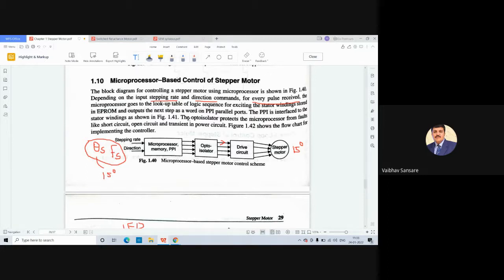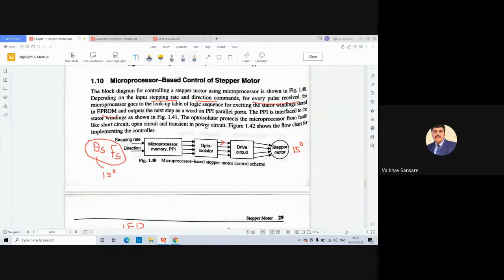So actually again here, after receiving the first excitation command to the stator winding, when this first cycle gets completed, then and only then will there be initiation of the second cycle or second input command. That entirely depends upon whatever logic sequence is stored in EEPROM for the stator winding, and the output to the next step which is generated at the PPI parallel ports.